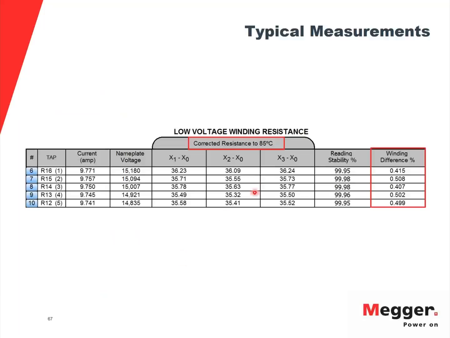This is a sample result where the readings were corrected to 85 degrees C, and most of these test sets would do that automatically. You don't have to do it manually. And I can also see the winding difference is less than 0.5%.